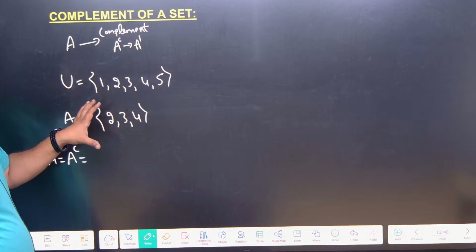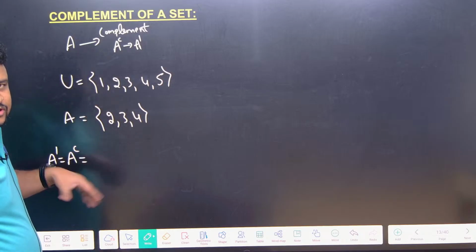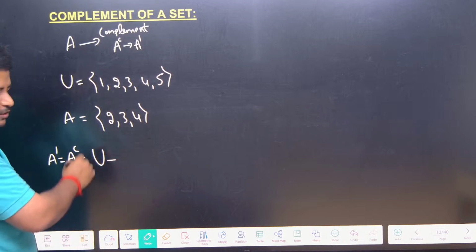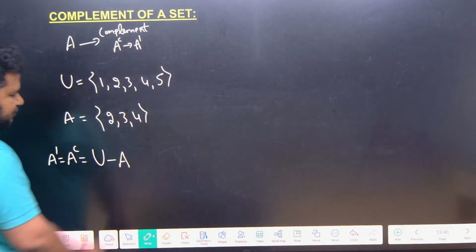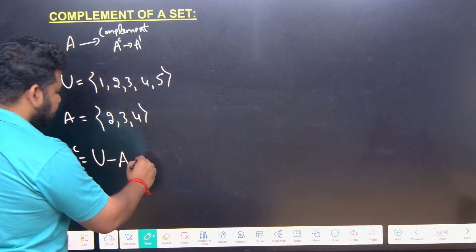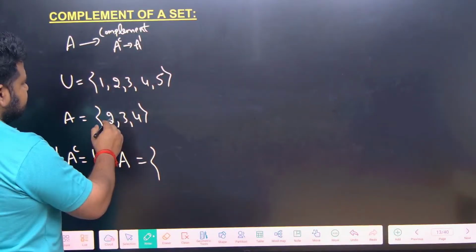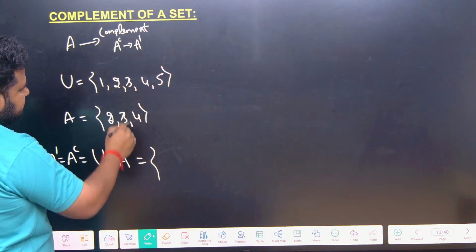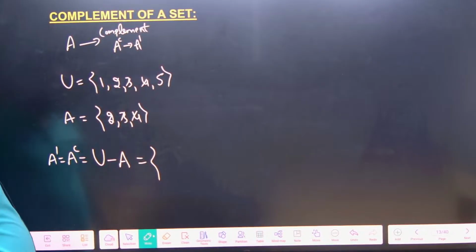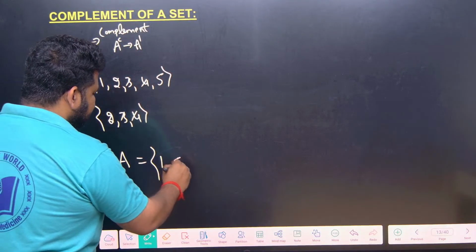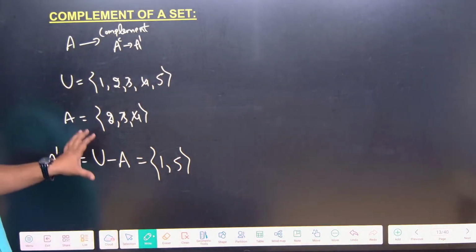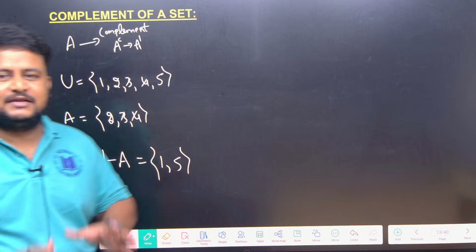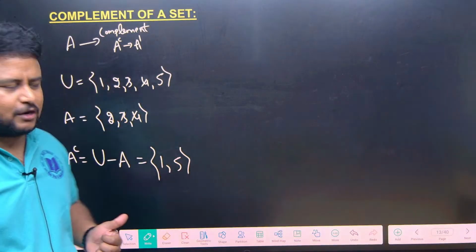A complement means you have to have the elements which are not present in set A. So from the universal set I have to remove set A. 2 is present, 3 is present, 4 is present. So what is left out? Only 1 and 5. So A complement means from the universal set you remove set A. The difference of the universal set and set A is nothing but A complement. Fairly simple concept.